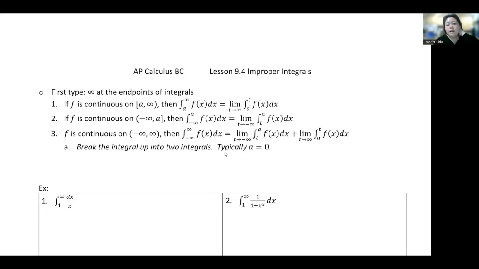Okay, this lesson is 9.4. It's on improper integrals. So before we start, let me start with an example that will lead into this. Suppose we gave you the integral from 0 to 4 of 1 over (x minus 3) squared dx.